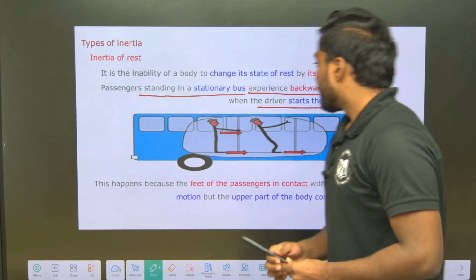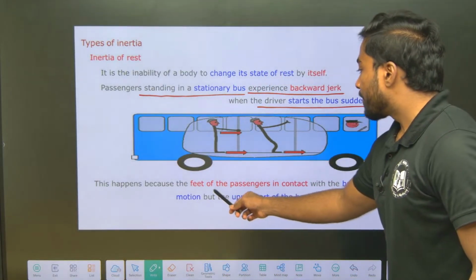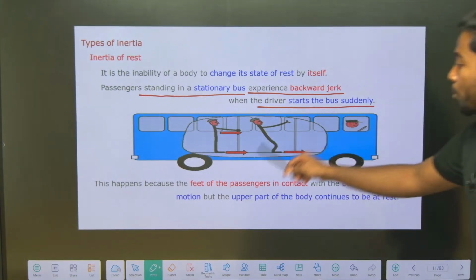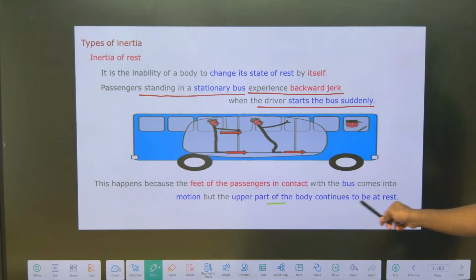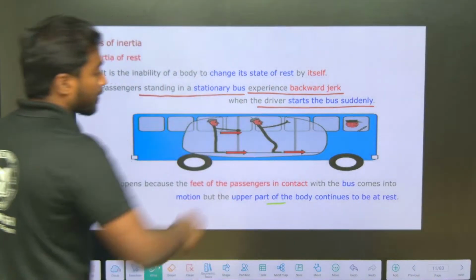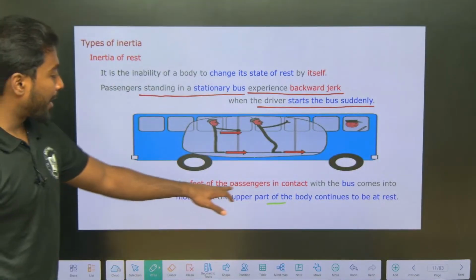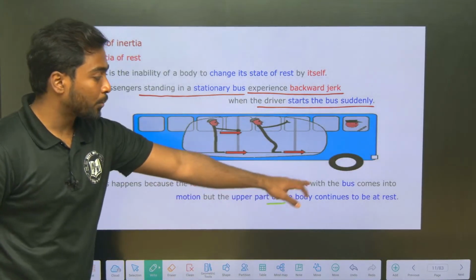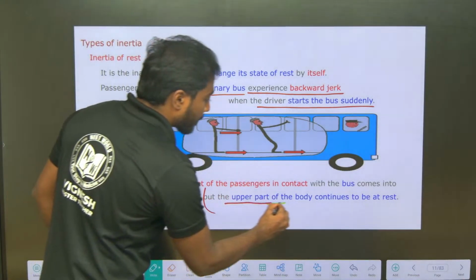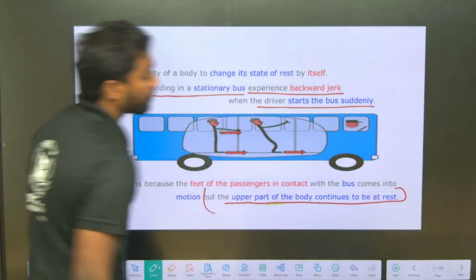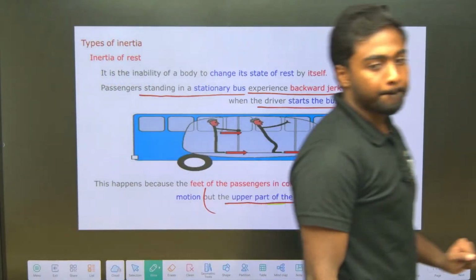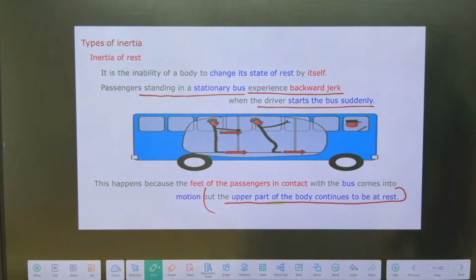Yes. So this happened because the feet of the passenger in contact with the bus come into motion, but the upper part of the body continues to be at rest. Only the feet of the body, right? The feet of the passenger in contact with the bus come into motion, but the upper part of the body continues to be at rest, right? This is the law of inertia of rest. Inertia of rest.